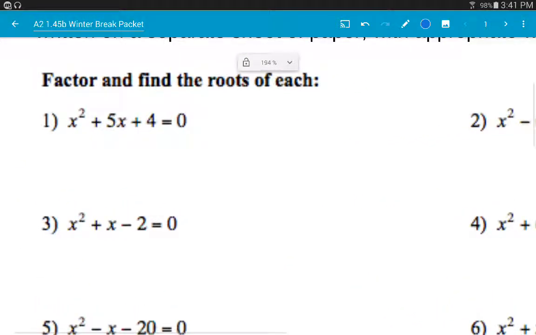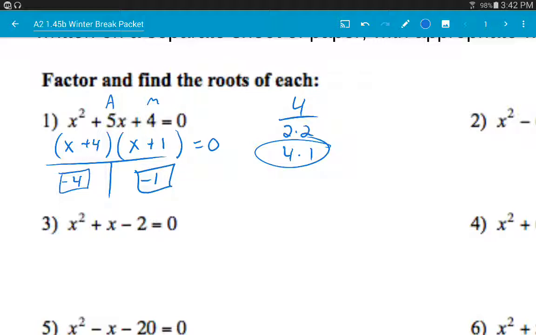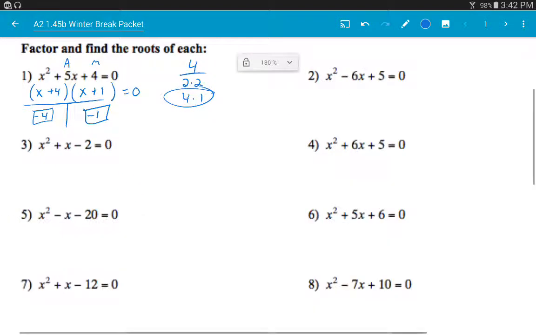So what we're doing here is add and multiply factoring. So find things that multiply to 4, so it's either 2 and 2 or 4 and 1. And then you need to make sure that they add to 5, so that's these two, 4 and 1. So that means that this is x plus 4 and x plus 1, and therefore my solutions are -4 and -1. And that's how you solve them all in this section.